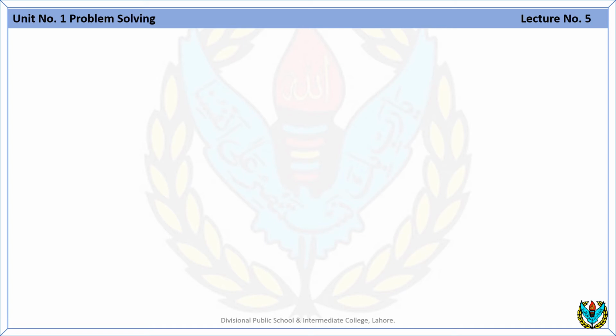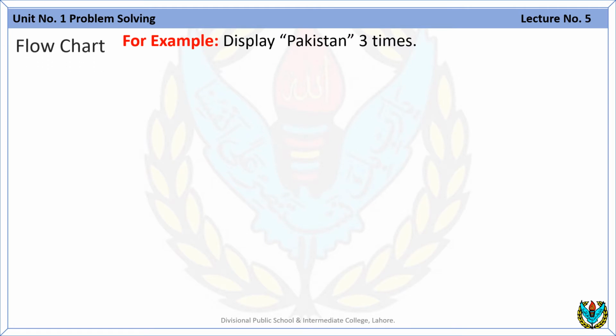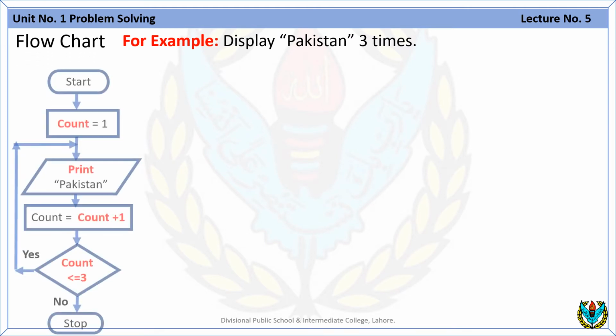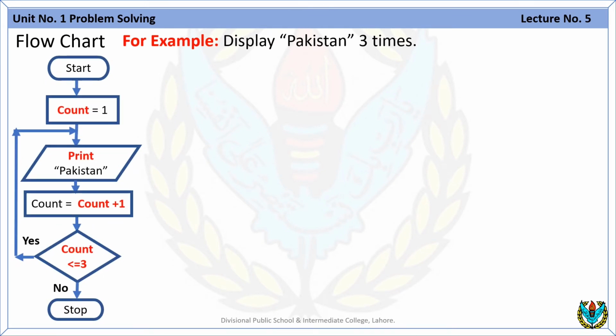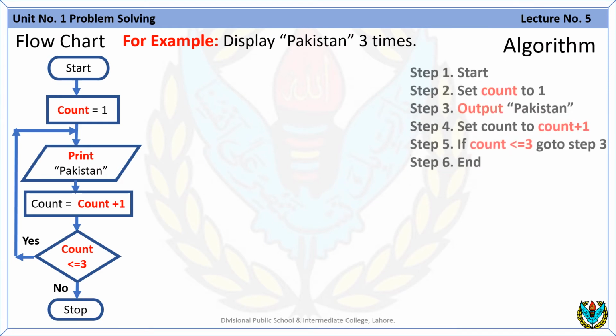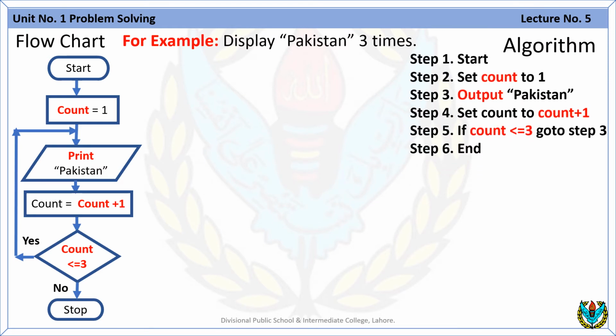Let's do an example of trace table. Display Pakistan 3 times. First, I will show the flowchart and algorithm for this problem. Students, do you remember this flowchart and algorithm as we have discussed both in our previous lecture? Now we will take help from these to understand the trace table.